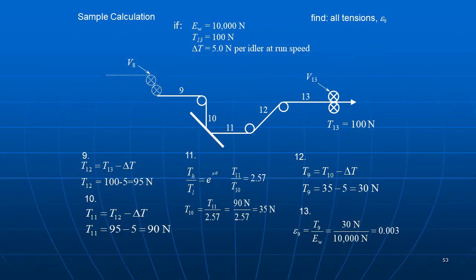If we do the same thing in spans 9 through 13, we've got our 100 newtons in span 13, 95 newtons in 12, 90 newtons in 11. We divide that by the 2.57. We get 35 newtons left over. And then we have 30 newtons left over in span 9.